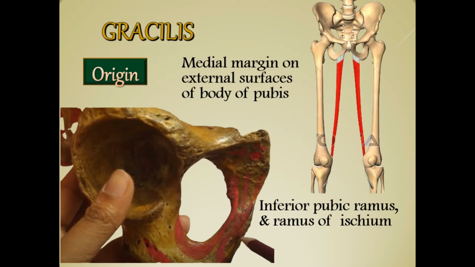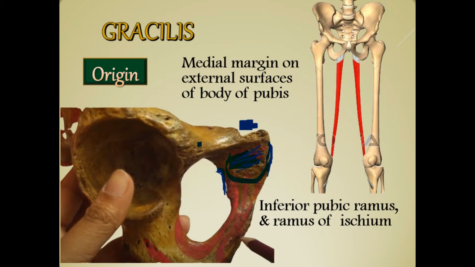Gracilis origin: it arises from the medial margin of the external surface of the body of the pubis. This is the body of the pubis, this is the external surface, and this is the medial margin. This is the medial margin and this is the lateral margin. So it arises from the medial margin on the external surface. This is the external surface and behind is the internal surface, or you can say this is the anterior surface and behind is the posterior surface.